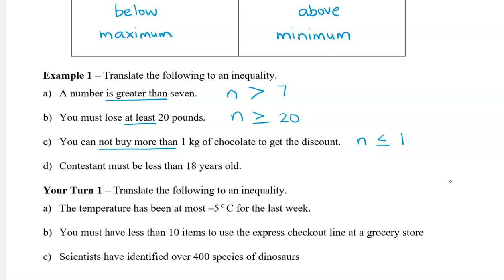The very last one: the contestant must be less than 18 years old. This is a straightforward one. Less than, so n, our contestant, has to be less than 18.